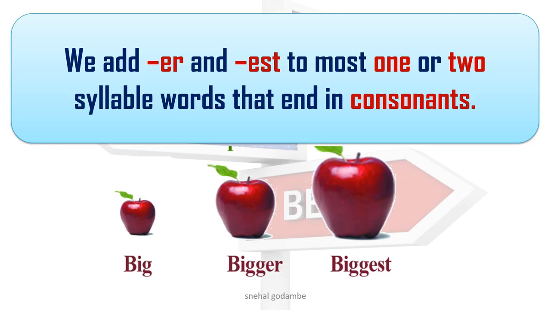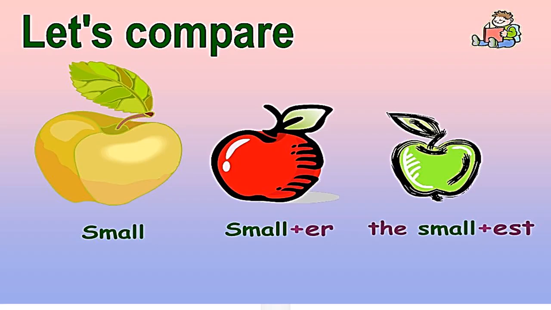We add ER and EST to most one or two syllable words that end in consonants. Vowels and consonants you have all learned: A, E, I, O, U are the five vowels and the rest of the letters are consonants. So here you can see G is a consonant. So we add ER in comparative and we add EST in superlative form. See here, small, smaller, smallest.